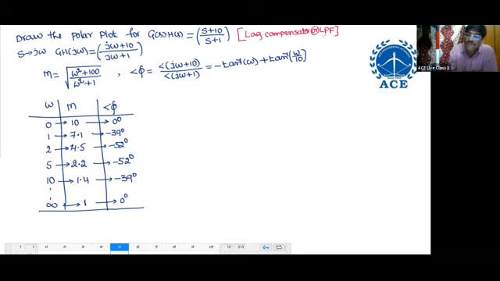That's why it is called a low pass filter. And the angle is negative. That's why it is called a lag compensator. Okay, right. Now draw the plot.